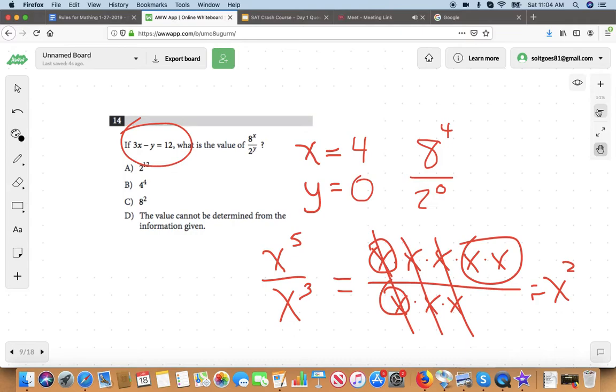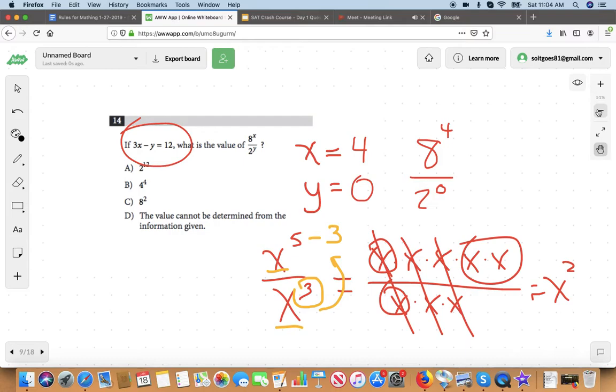Now, there's a simple operation, which is if you have a like base, which you have right here in x. This wouldn't work if it was x to the power of 5 over y to the power of 3. But here we have a like base in x. And as long as you have a like base, I can take the exponent from the denominator, bring it up to the numerator, and subtract it. That's the operation.